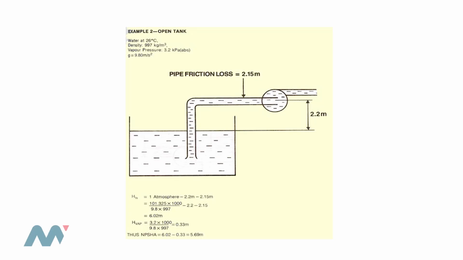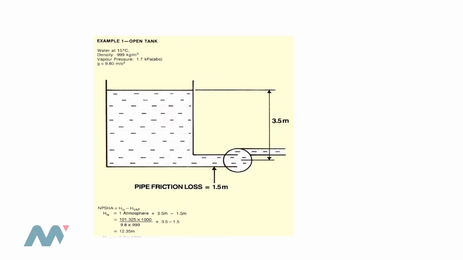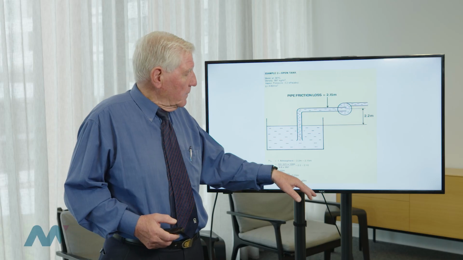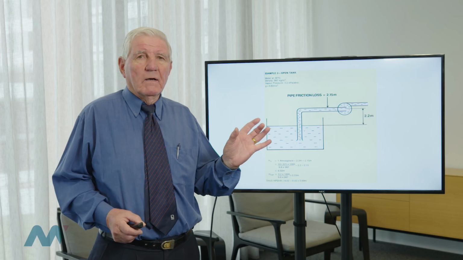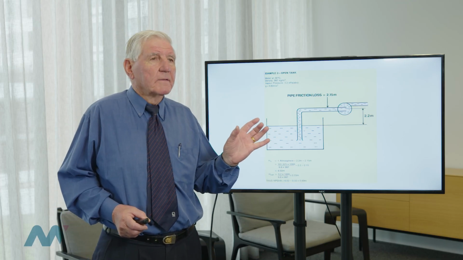And if we go through the calculation, we can see that in this situation, we had an NPSHA of 12.18, and in this situation, we've got an NPSHA of 5.69. We have to compare those figures with the NPSHR shown on our pump curve.